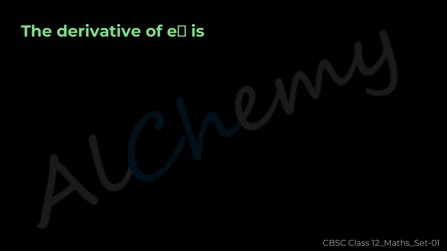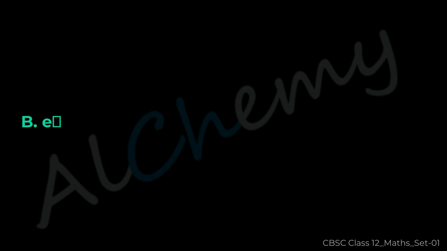Question 47. The derivative of e^x is: The correct answer is B, e^x.